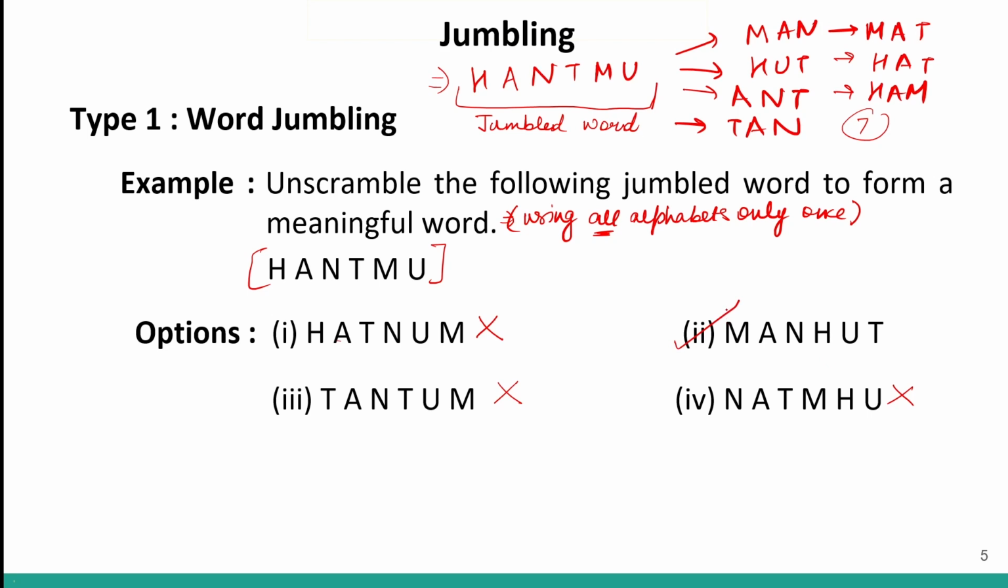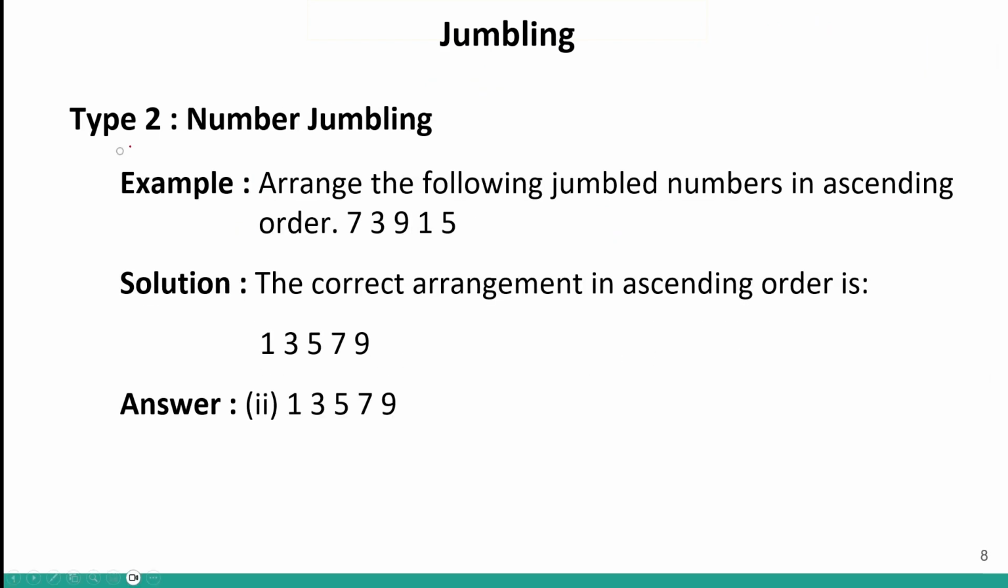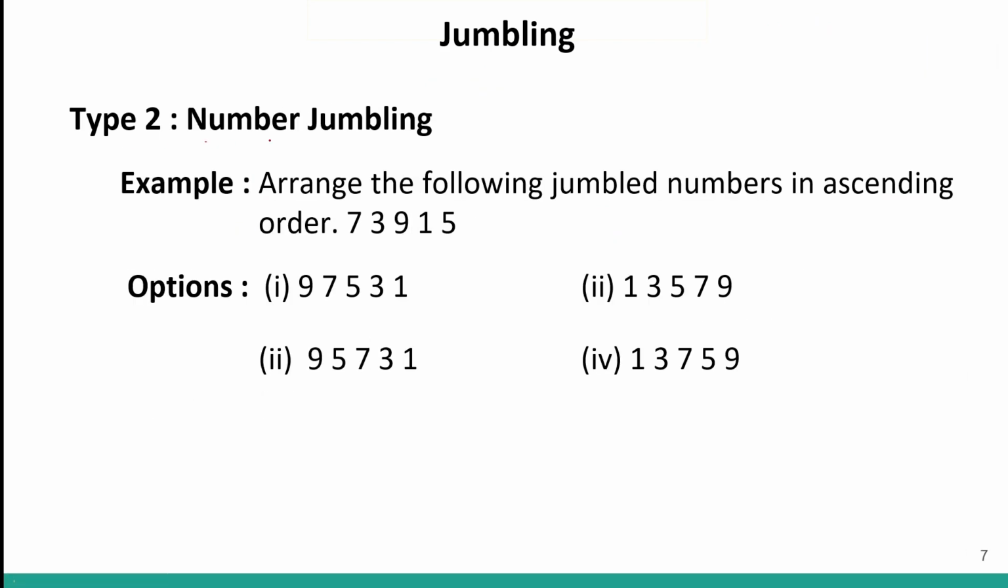So did you understand how many types of questions you can get? Either something like this, in which you have to make as many words as you can using these letters, or you can get a question in which you have to use all the alphabets only once. Okay? Usually, this is the type of question that you get in your exam. Then we have another type of question called number jumbling. So, number jumbling, only two concepts that we use.